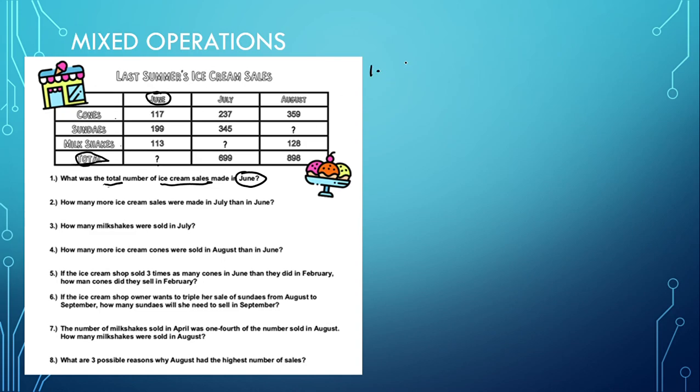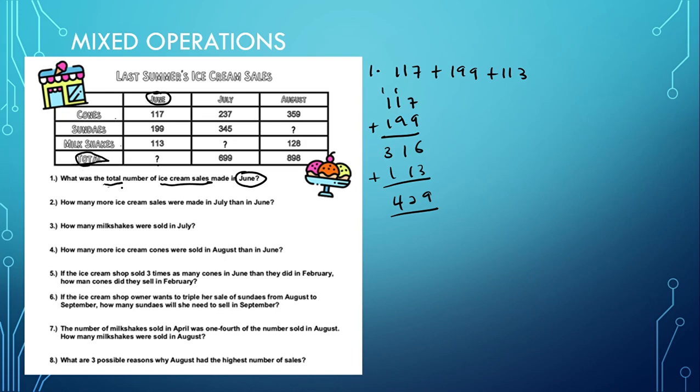So for question 1, our answer would be 117 plus 199 plus 113. So you can calculate it straight away. You will get 316 and then plus another 113, you will get 429. So the total number of ice cream sold in June is 429.